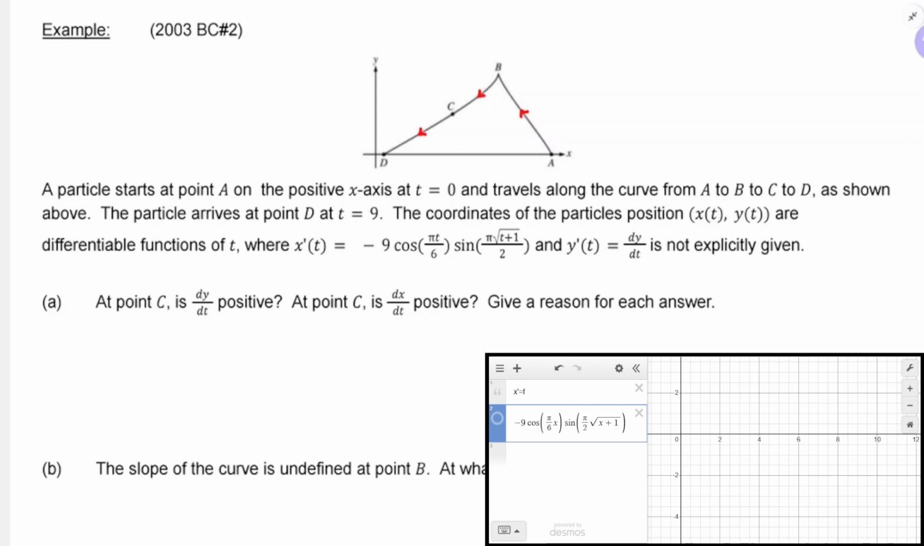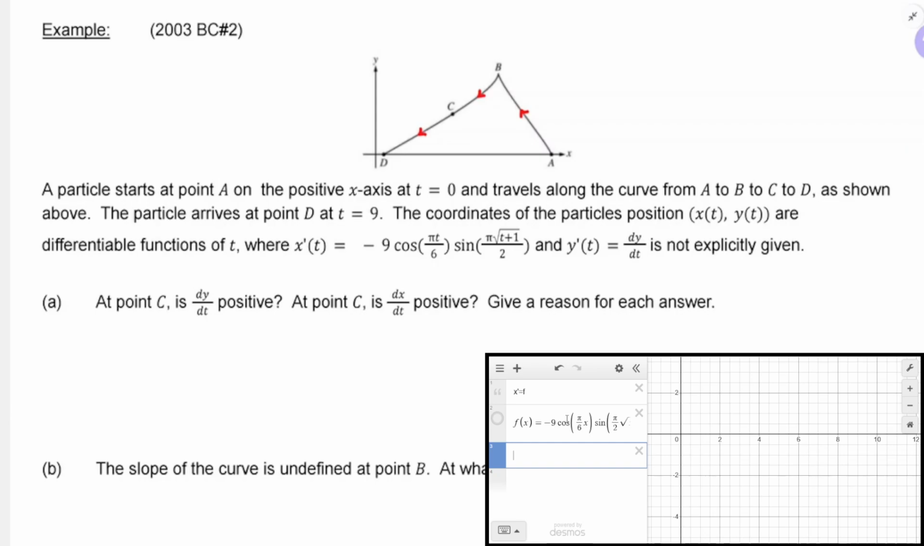They're going to tell us that x prime of t is negative 9 cosine of pi over 6t times sine of pi over 2 square root of t plus 1. And they're not going to give us y prime of t. We won't need it. We don't need to worry about it. So I've got that loaded into Desmos right here, calling it f of x. And we actually won't need that until the very last part.